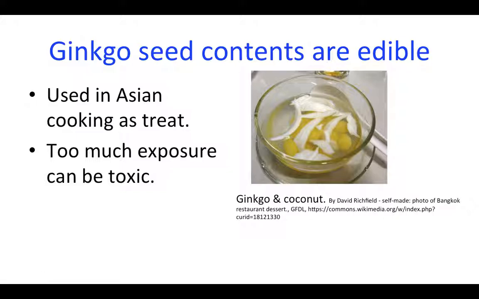While the outside of the female ginkgo cone is stinky, the ginkgo seeds are edible. They're used as a treat in Asian cooking. However, they do contain toxins, so they're not something that should be eaten in large doses or frequently over time. Too much exposure can be toxic. And this is just an example. This is a Thai dish with some coconut and some ginkgo.